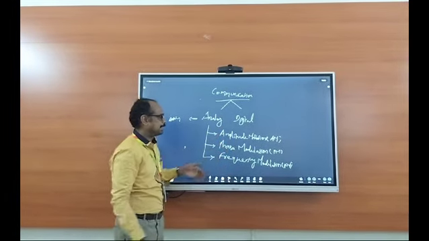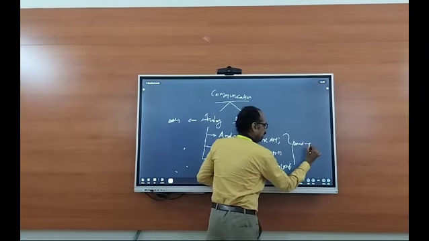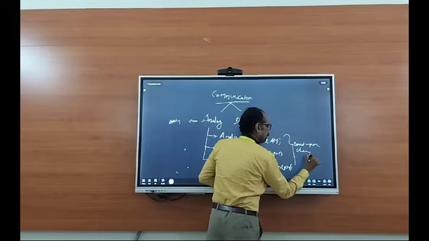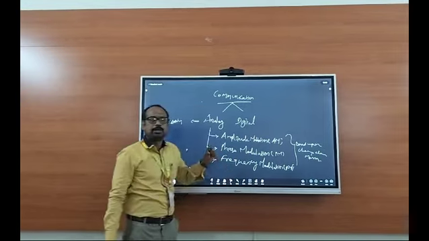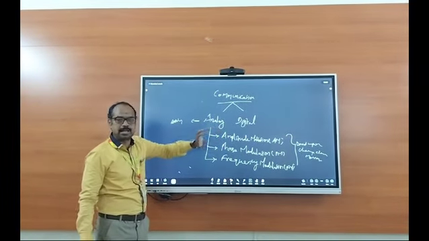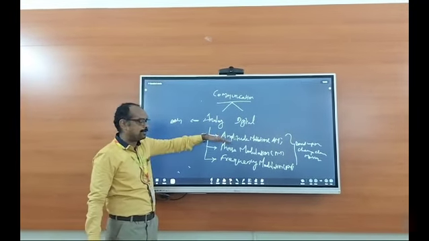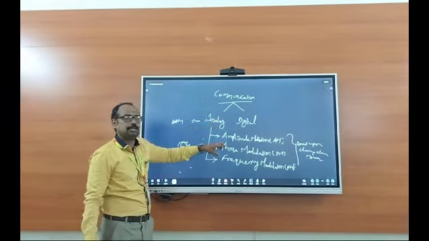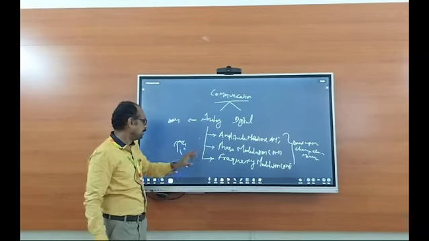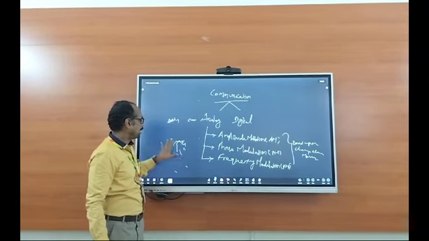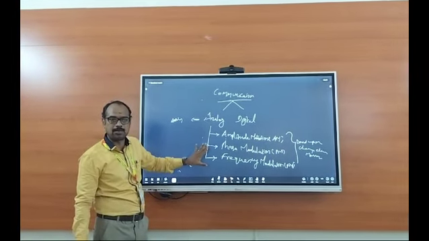These three modulations are classified based upon the changing characteristics of your message signal. If the message signal changes the amplitude of the carrier signal, it is called amplitude modulation. If the message signal changes the phase of the carrier signal, it is called phase modulation. If the message signal changes the frequency of the carrier signal, it is called frequency modulation. These are the basic modulations we are using.